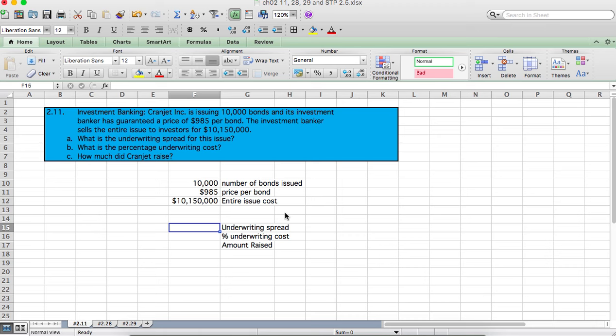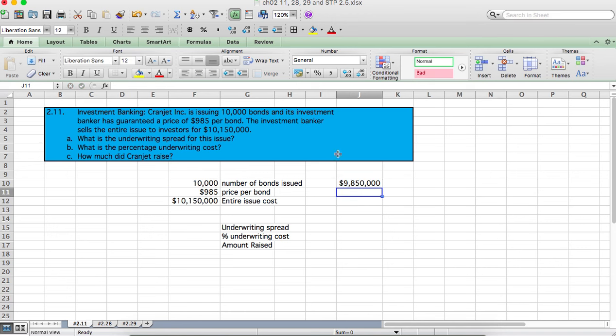Alright, so to figure out the first part, which is the underwriting spread, what we need to do is take the amount of the entire sale, which is this, minus the number of bonds issued times the price per bond. So if you notice, let's do it over here. We'll do equals 10,000 bonds times $985, it equals $9,850,000. So basically the underwriting spread is the difference between this number, the total cost of the transaction, and this, which is the number of bonds issued times the price per bond, right?